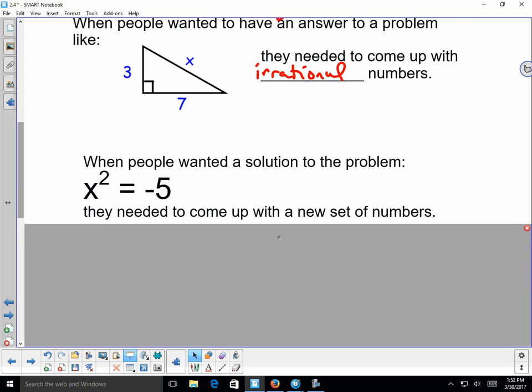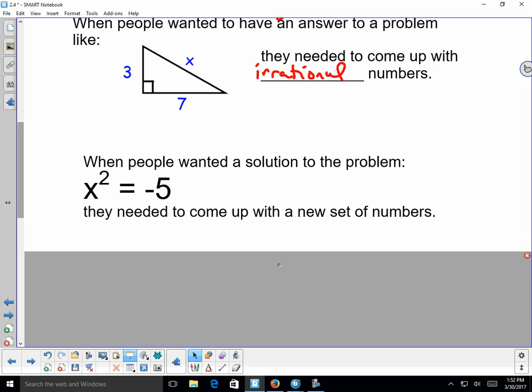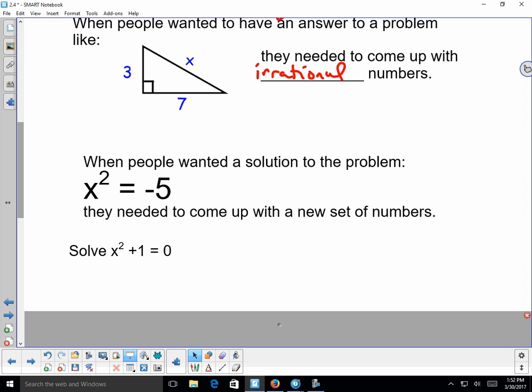So when people wanted to solve a problem like this, they had to come up with a new set of numbers. And they actually came up with a set of numbers that were so controversial at the time because people thought they're not the numbers that we're used to. These are like imaginary numbers. And unfortunately, that name stuck. But there's nothing pretend about these numbers. They are used in real life, okay? And you're actually going to write me a little paper about how they are used in real life.